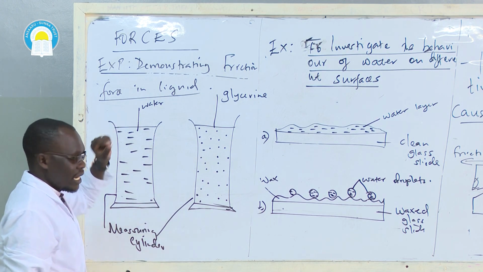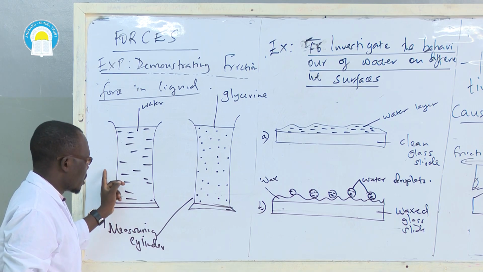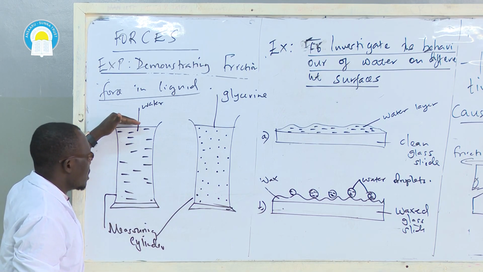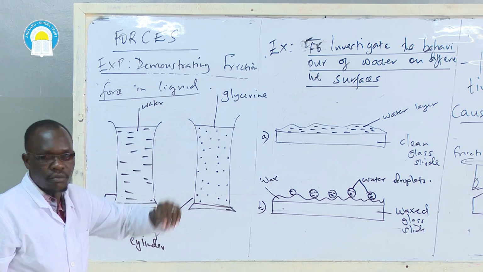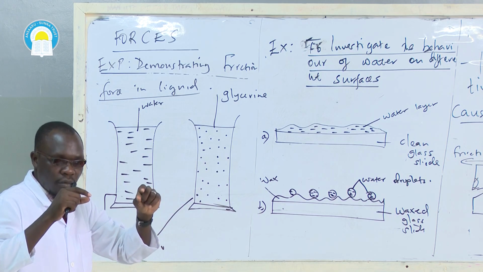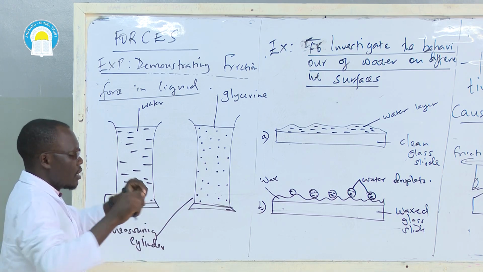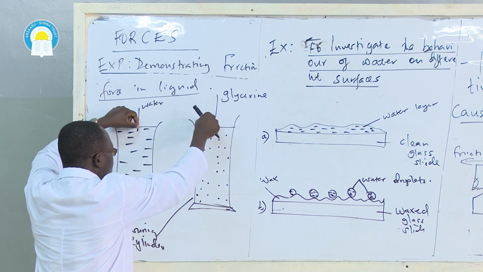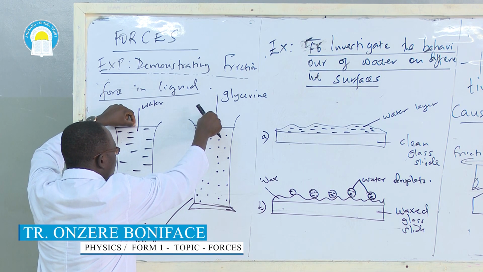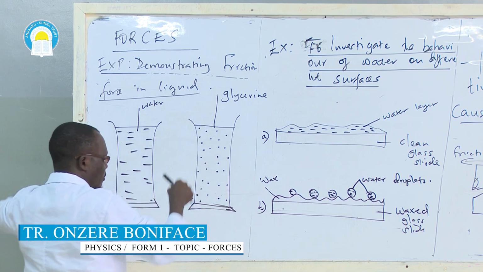Remember, the ball bearings are identical. The measuring cylinders are identical. They have been filled with liquids of the same volume. So we take the 2 ball bearings and release them into the 2 cylinders at the same time.